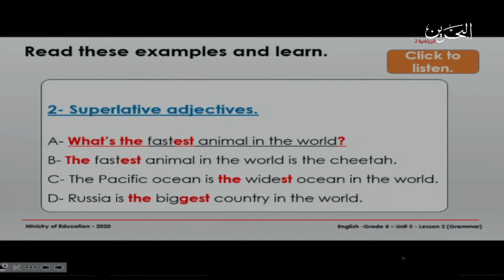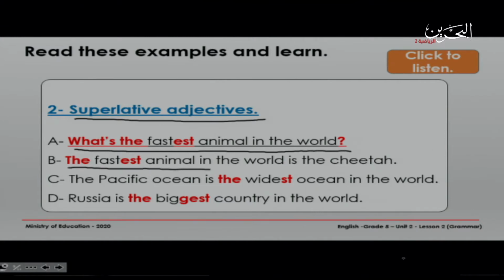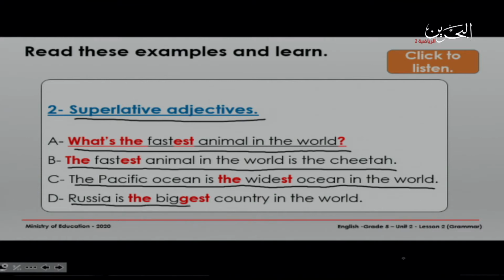Now let's look at examples on superlative adjectives. What's the fastest animal in the world? The fastest animal in the world, the cheetah. The Pacific Ocean is the widest ocean in the world. Russia is the biggest country in the world. Now pay attention to what's written in red.